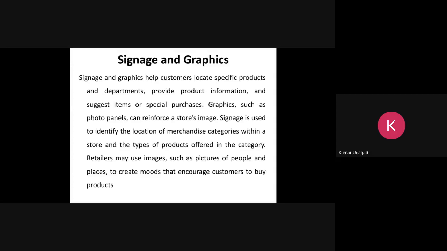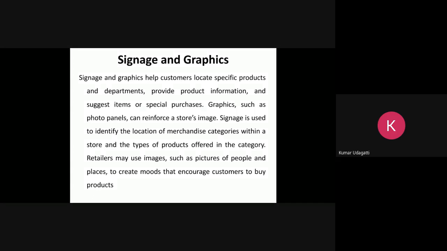Now here, these graphics we are going to use especially on the basis of photo panels. Sometimes that will be helping retailers in creating a good image, based on how best these are used inside the store. And also the signage will be used to identify the location of the merchandise or the category kept in the store, and the type of products offered by the retail store in certain categories. So these graphics or signage will be helping guide them and also provoking them to buy a product.